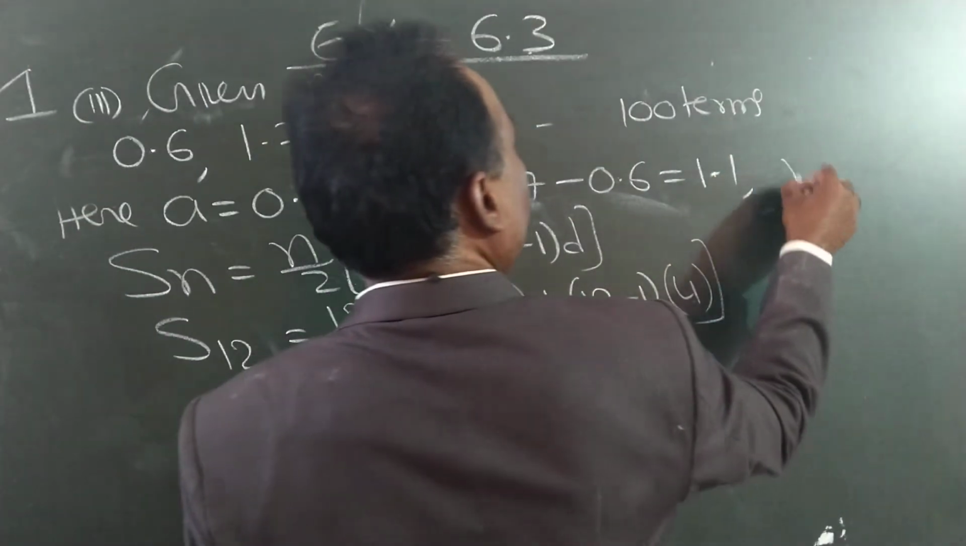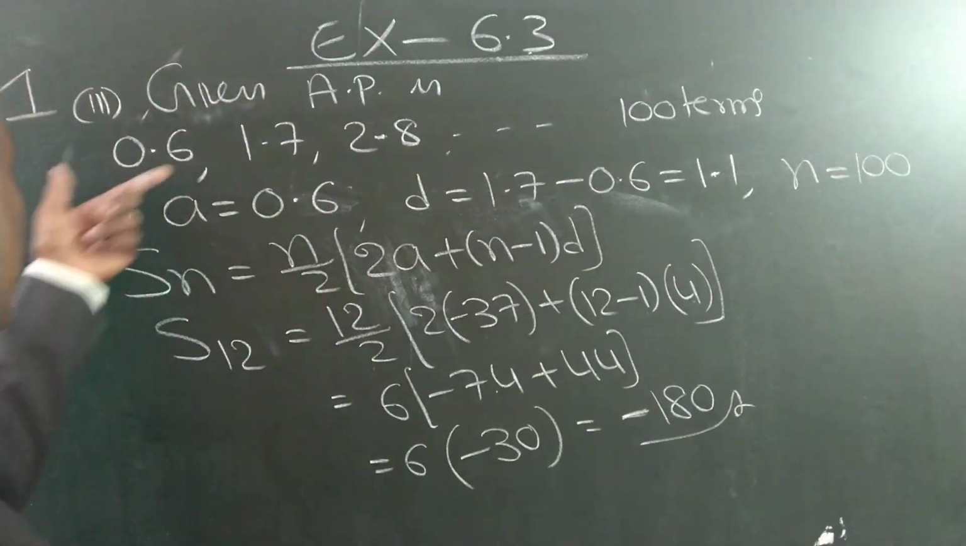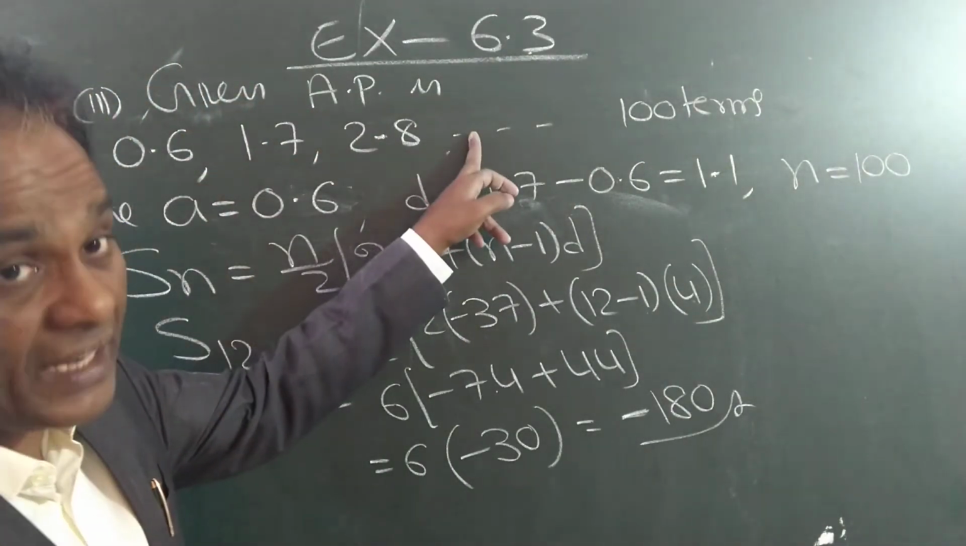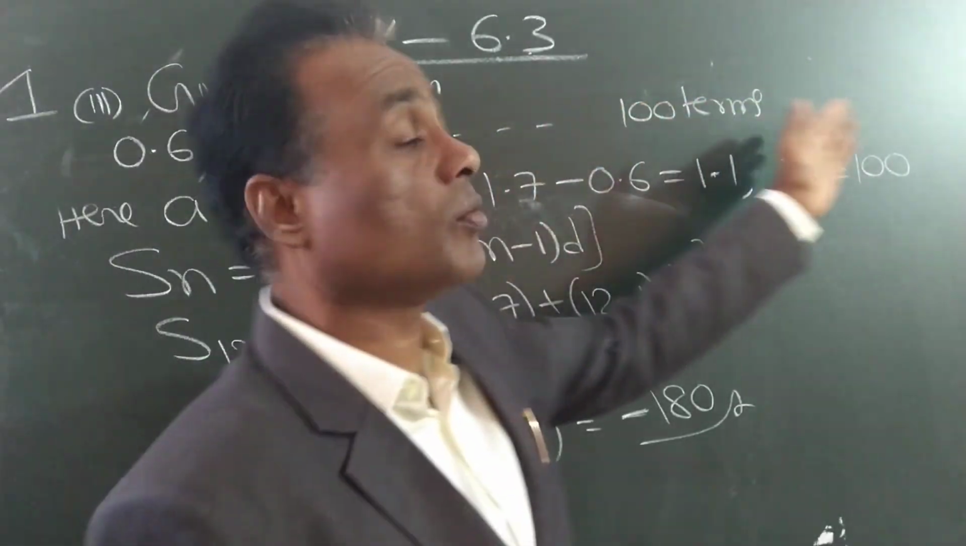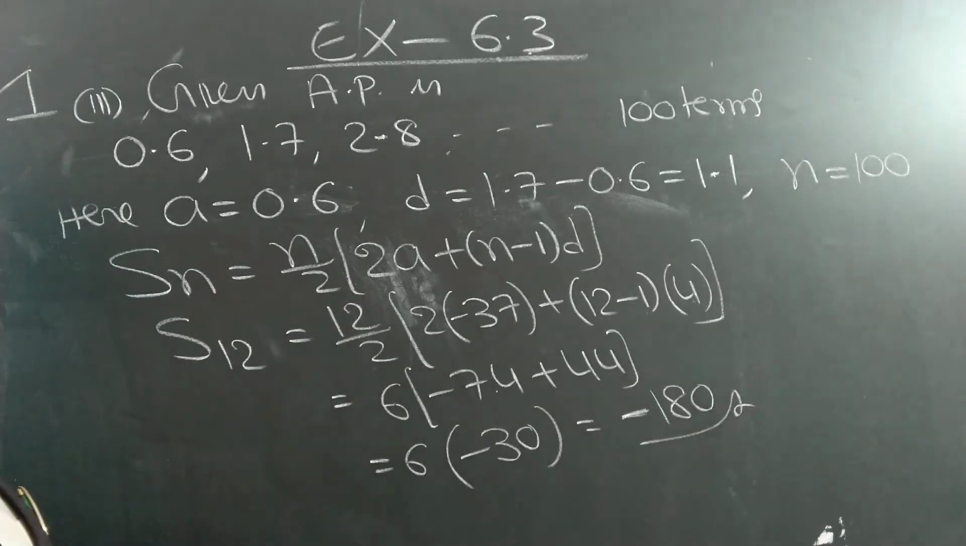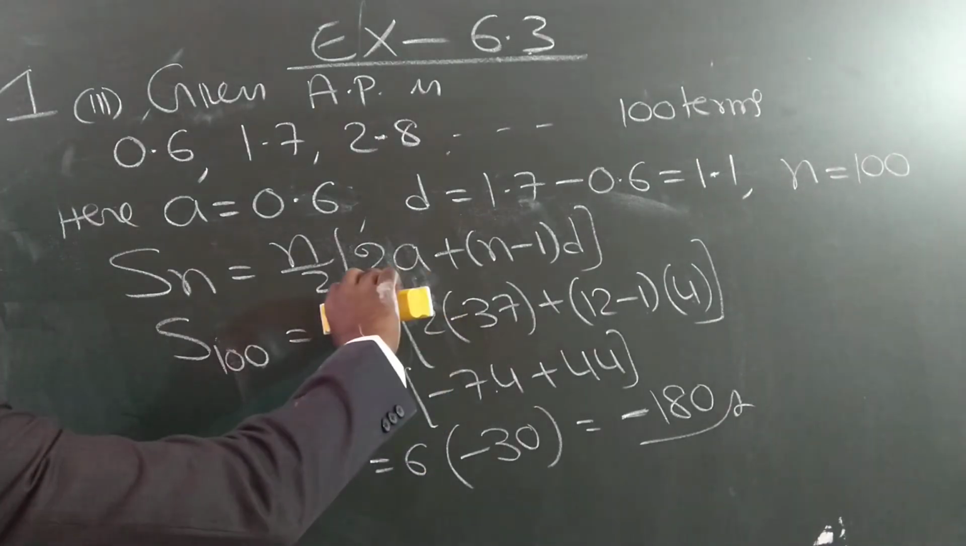The difference is 1.1. How many terms? We have to add 100 terms: 0.6 plus 1.7 plus 2.8 plus 3.9, like that for 100 terms. For that we have a direct formula. So how many terms are there? 100 terms. S100 is equal to n by 2.